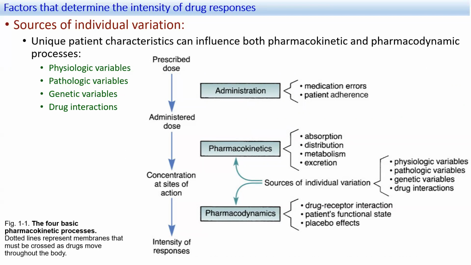Administration, we highlighted two main ones. We said medication errors and patient adherence. Pharmacokinetics: absorption, distribution, metabolism, and excretion. And pharmacodynamics, the three main elements are the drug receptor interaction, patient functional state, like patient's tolerance, and placebo effect. The individual variation will be due to the physiologic, pathologic, genetic, and drug interactions.